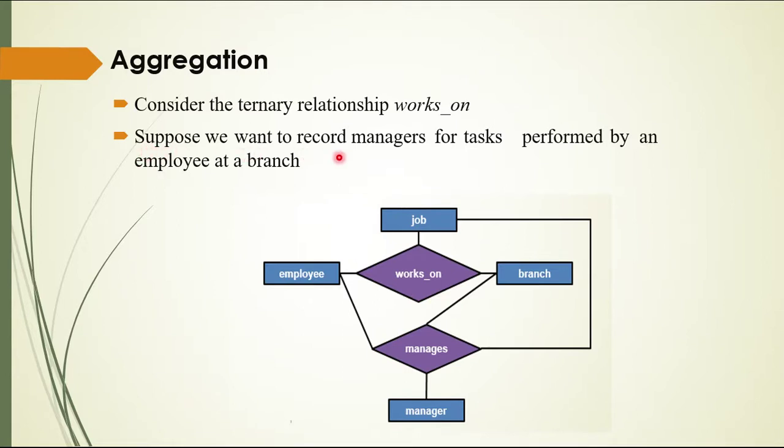Suppose we want to record managers for tasks performed by an employee at a branch. Now see here we have one relationship, that is works on. It is connected with employee, job and branch. Now we have another relationship, that is manages. This manages relationship is also connected with employee, branch and job. So these two relationships are overlapping.